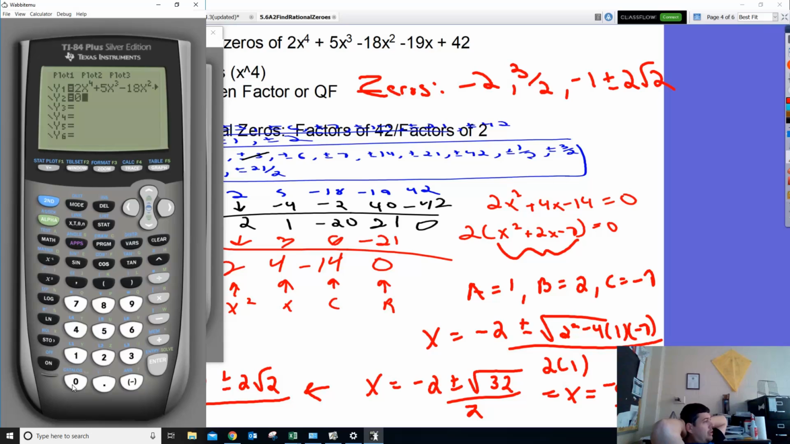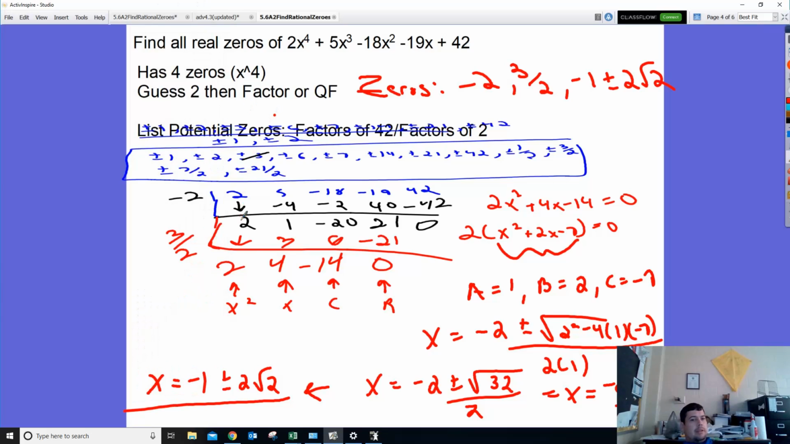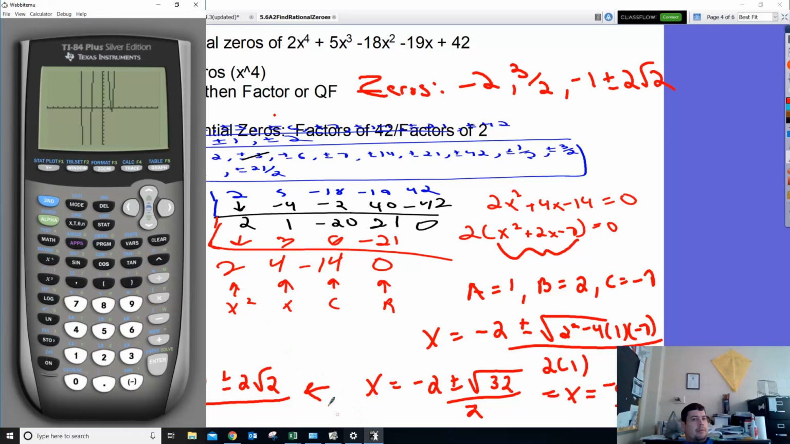So I threw the equation into y1. I threw a 0 into y2. And I'm just going to do a standard zoom 6. Zeros happen when you cross what axis? X. There's 4 of them. Now you can probably guess, if you pay attention, what some of these are. What was our list originally? -2 and 3/2. There's the -2, and that one's pretty clear.